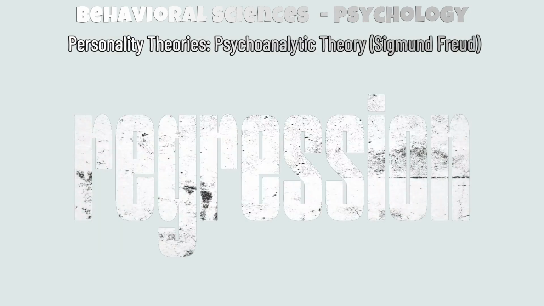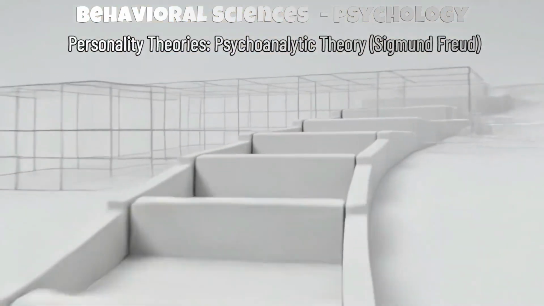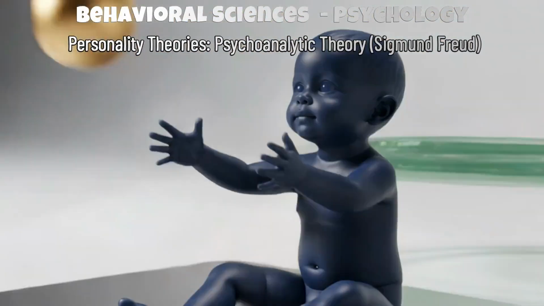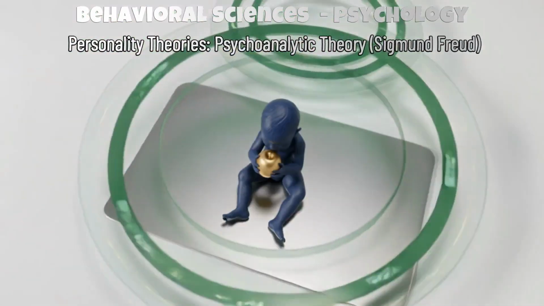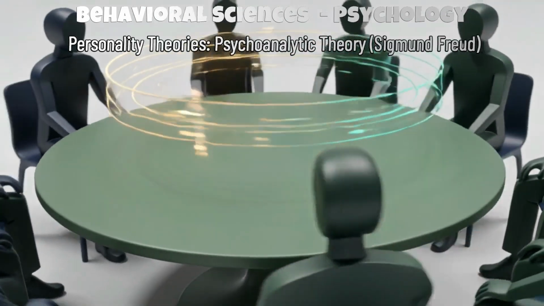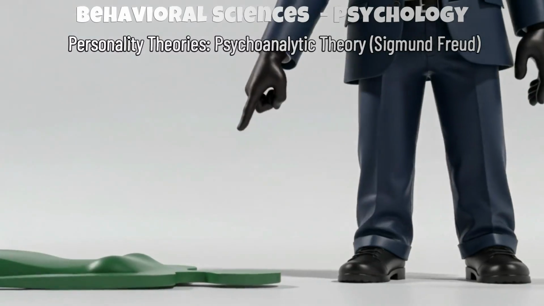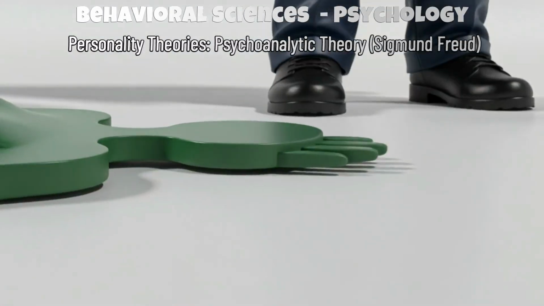Secondly, regression. Regression is returning to earlier behaviors during stress. For example, a hospitalized child may begin sucking their thumb again. Thirdly, projection. Projection is when someone attributes their own feelings to others. For example, an anxious patient may accuse a nurse of being unfriendly.